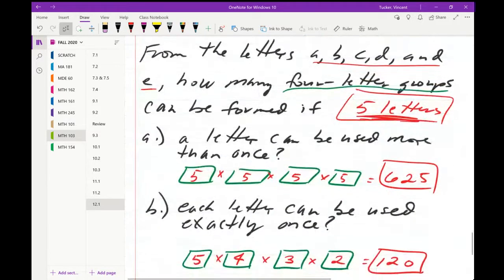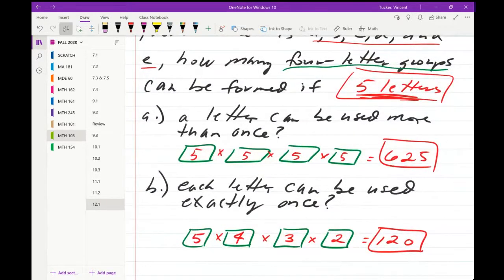Next one. B says each letter can be used exactly once. That means in the first box, you put 5. Once you use that one, you have 4 choices. Then from there, 3 choices and 2 choices. So 5, 4, 3, 2, multiply those together, you get 120. And that's how many different ways you could create 4-letter groups with A, B, C, D, and E.